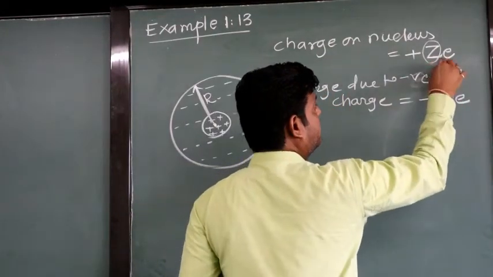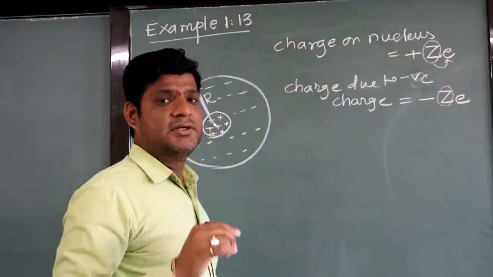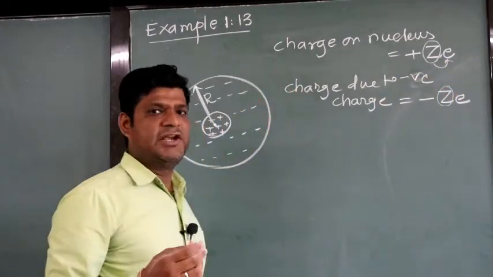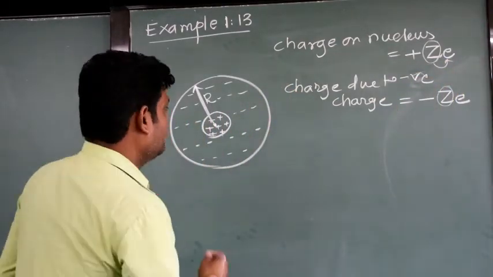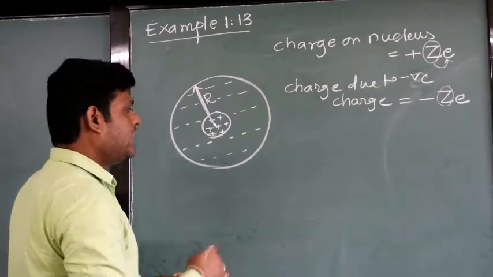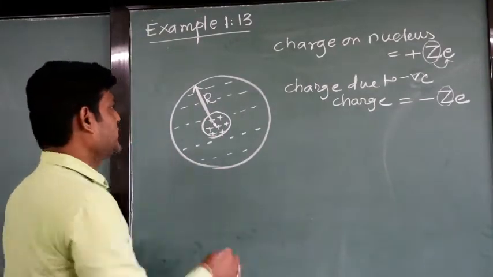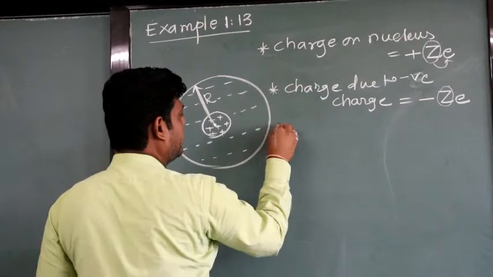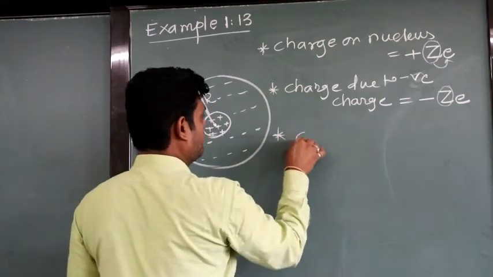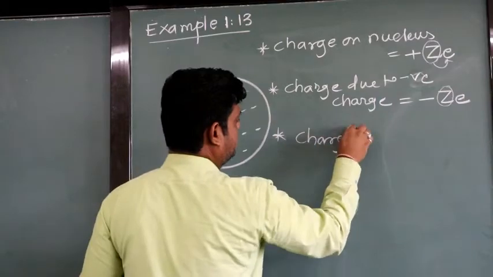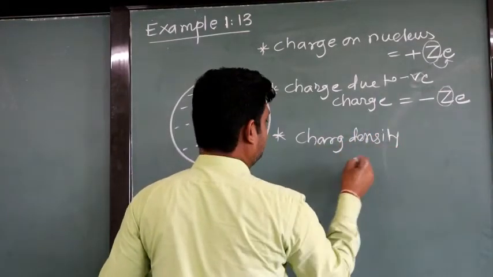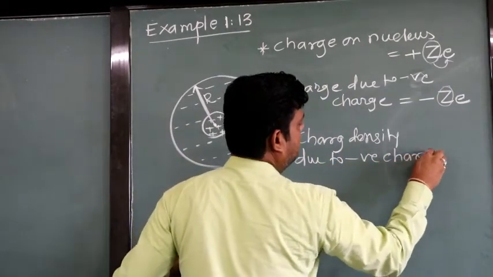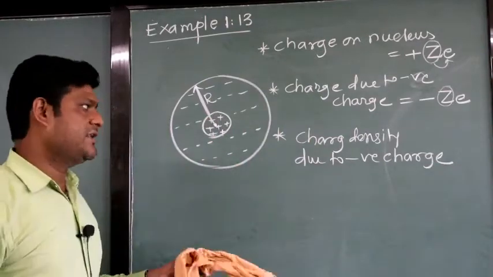The number of charges multiplied by the charge on one particle, where E is equal to 1.6 times 10 to the power minus 19. So this is the thing. Now the one thing we require here is charge density. The negative charge density is what we are going to calculate, the charge density due to negative charges.